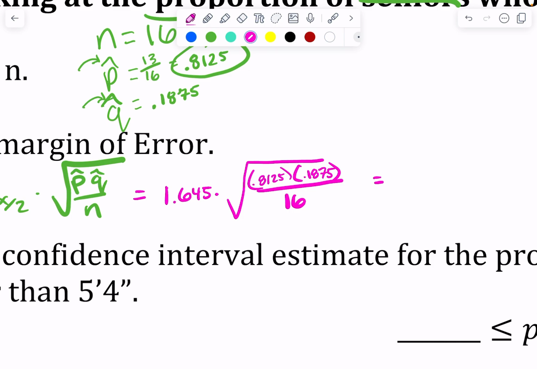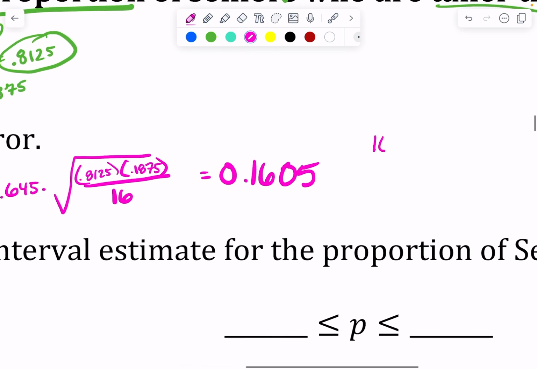I get, ooh, yikes, 0.16, we'll round it, we'll go 0.05. Okay, that means my margin of error as a percentage is 16.05%. That is a hefty margin of error. Like, that's a lot, right?